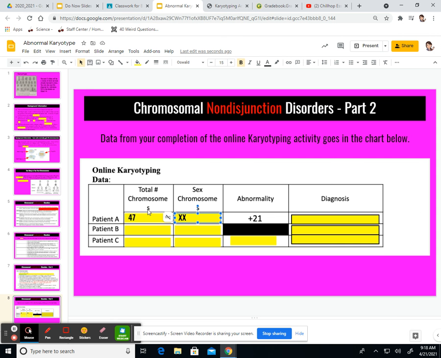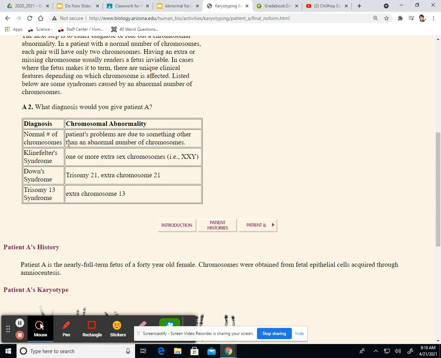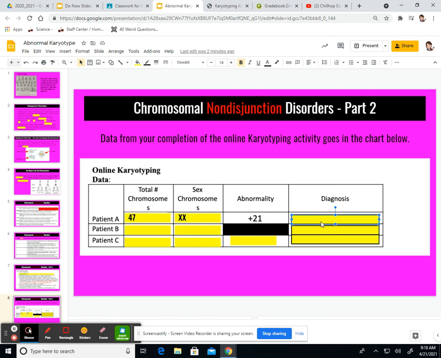Okay, so now that we have our chart filled in, we have 47 chromosomes, XX. This patient is a female, and there's an extra chromosome, number 21. We need to figure out the diagnosis. So if I scroll up a little bit here to this diagnosis chart and I read through, we'll see that an extra chromosome number 21 can also be called trisomy 21, meaning there's 3 chromosome 21s. And that extra chromosome number 21 is actually what results in Down syndrome. So for my diagnosis, that's what I would put here. I would also accept the trisomy 21 there.